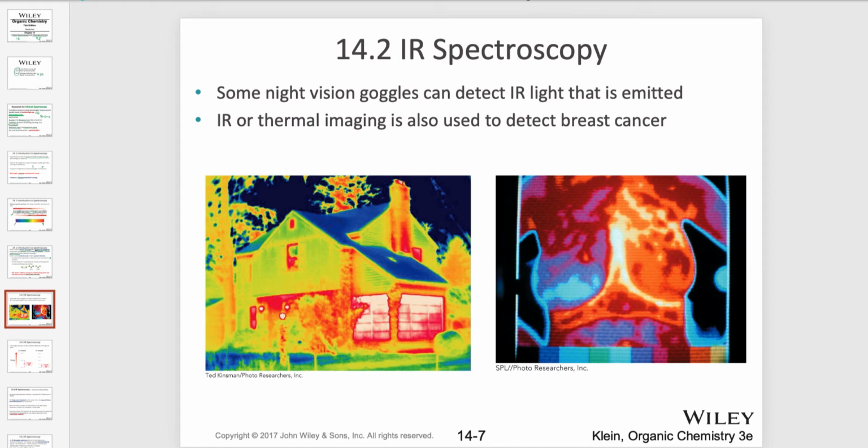Here are some other areas where IR spectroscopy can be applied. For example, if you use particular goggles, you can see where, let's say, energy leaks out of your house. So often that is around doors and windows. We can also use the technology to actually look at potentially cancerous tissue.